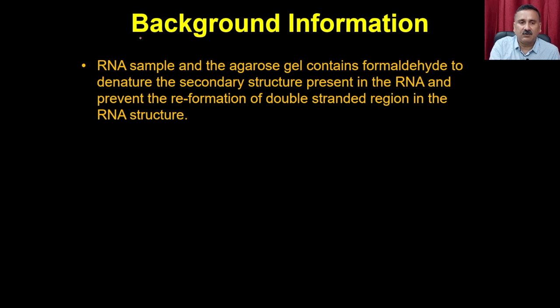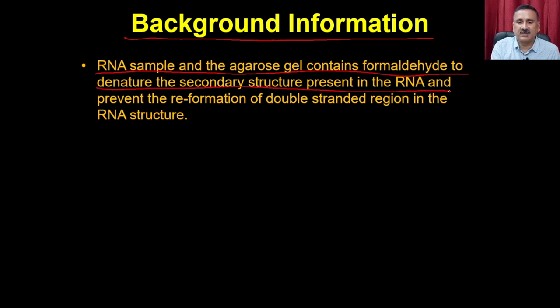That kind of secondary structure is not present in DNA because DNA is double stranded. So, we have to run the denaturing or formaldehyde gels actually. The RNA sample and the agarose gel contain formaldehyde to denature the secondary structure present in the RNA and prevent the reformation of double stranded regions in the RNA structures.